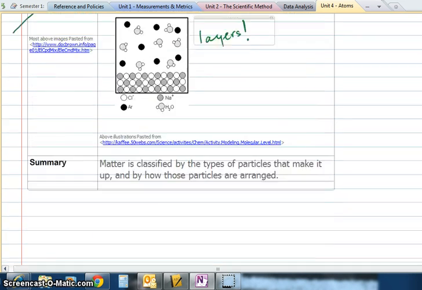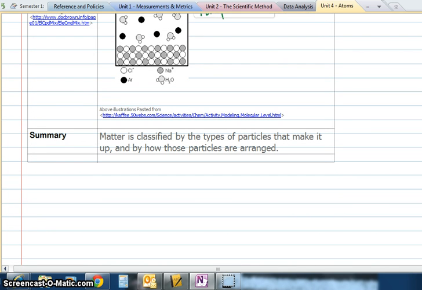All right, so my summary: matter is classified by the types of particles that make up your matter, your substance, and by how the particles are arranged.